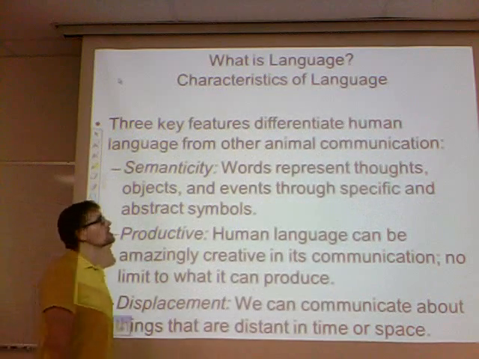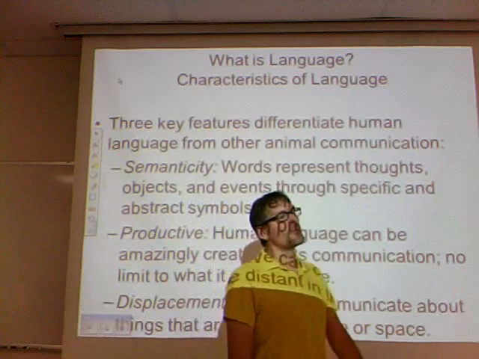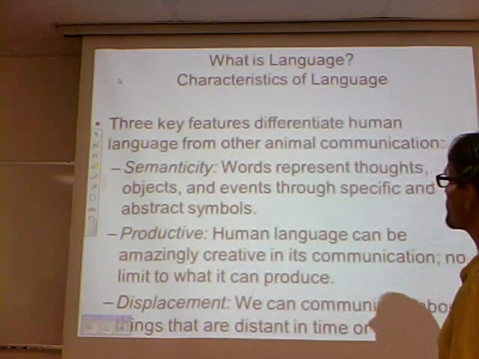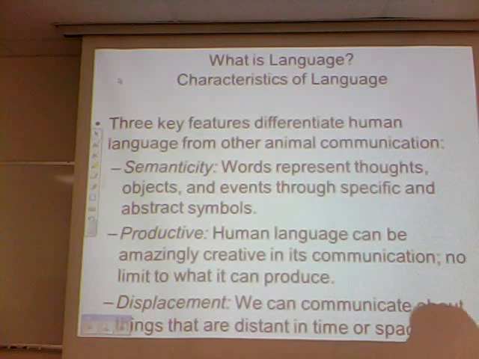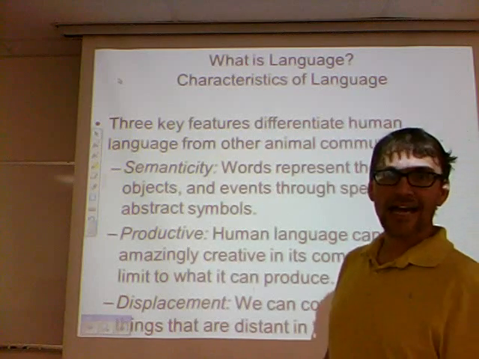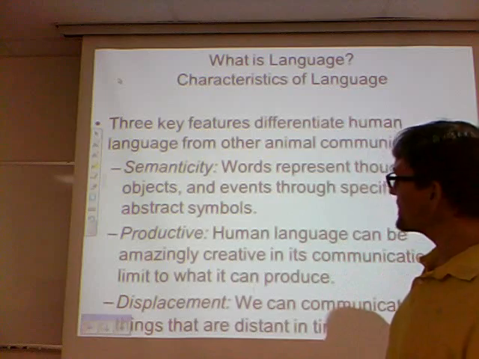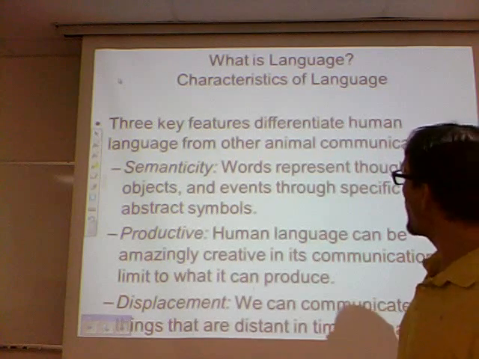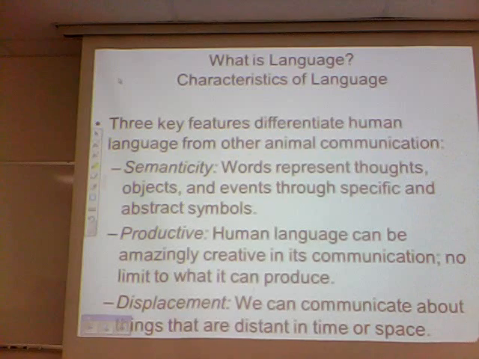There are 3 key features which differentiate human language from other animal communication. Semanticity: words represent thoughts, objects, and events through specific and abstract symbols. My dog has tail up, tail down, and bark. Woof. You know? There's not too much more. He can't really represent ball or anything like that.